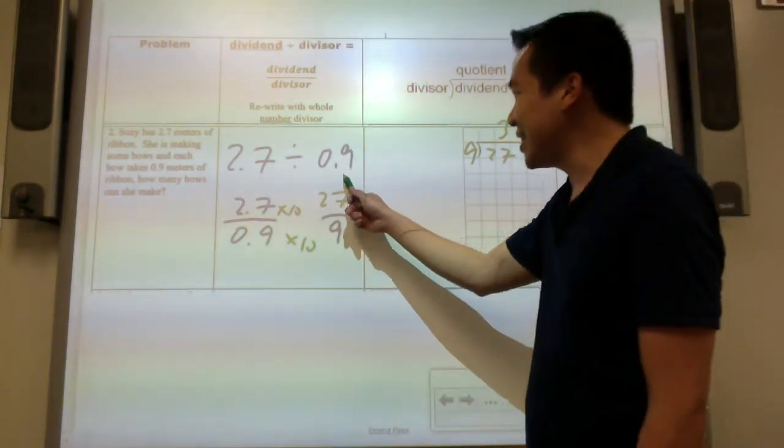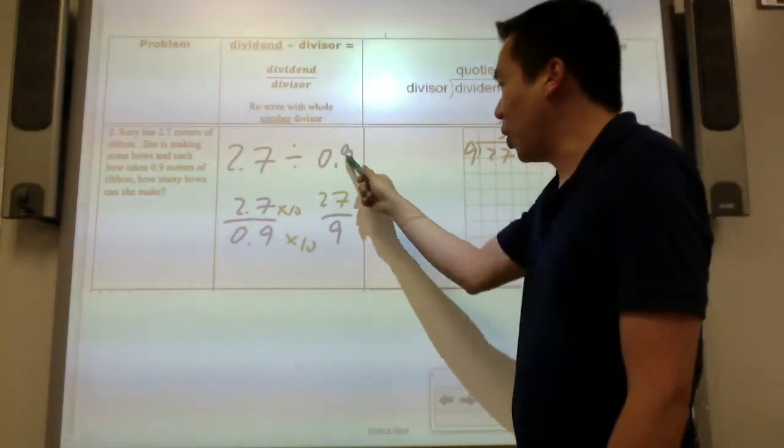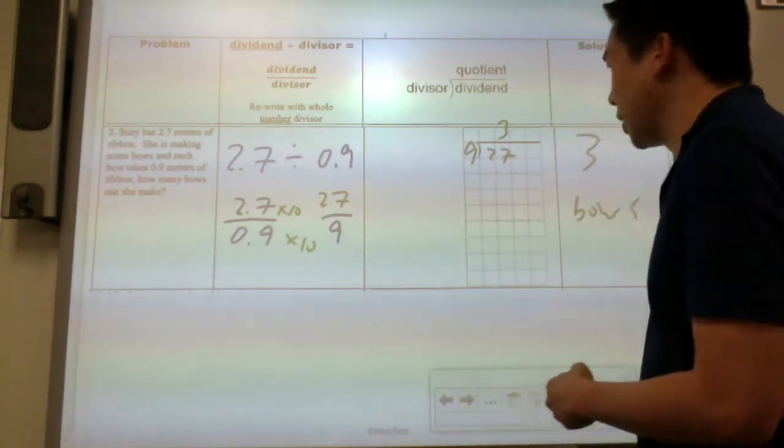So how many 9/10ths go into 2 7/10? Not once, not twice, but 3 times.